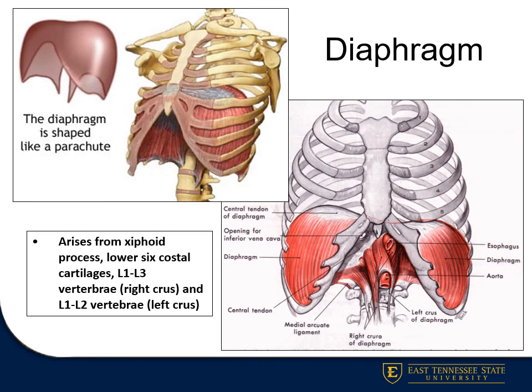Now, moving on to our final topic, which is the diaphragm. It's a parachute-shaped structure. It's not flat like we think, but actually parachute-shaped. It's muscle, and it arises from the xiphoid process, the lower 6 costal cartilages, and the vertebral bodies: on the left it's the L1, L2 vertebral bodies, and on the right it's L1, L2, and L3 vertebral bodies.